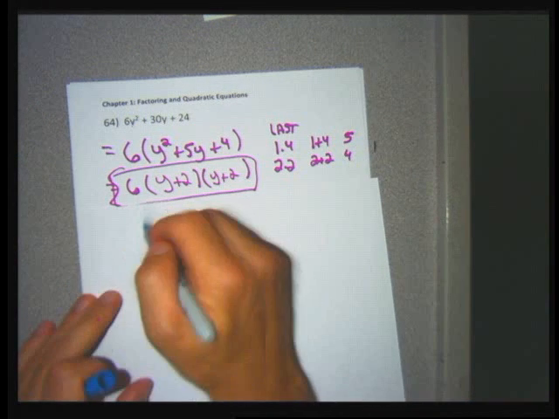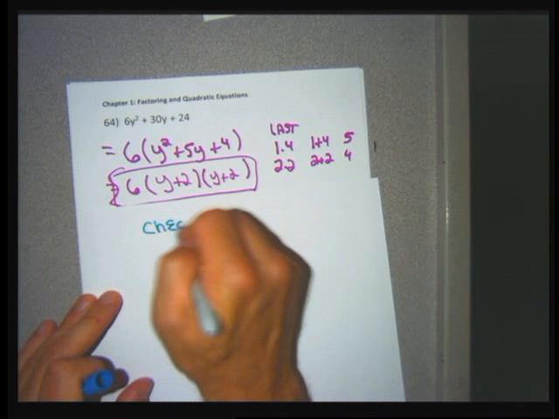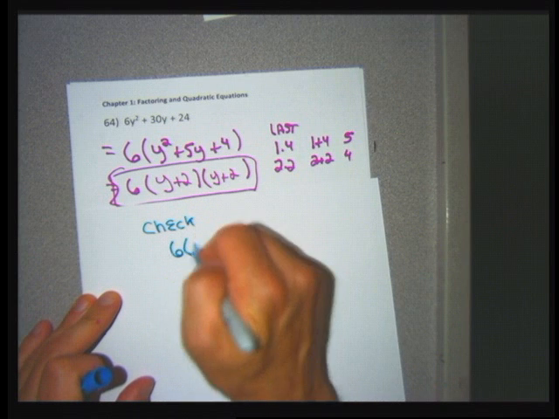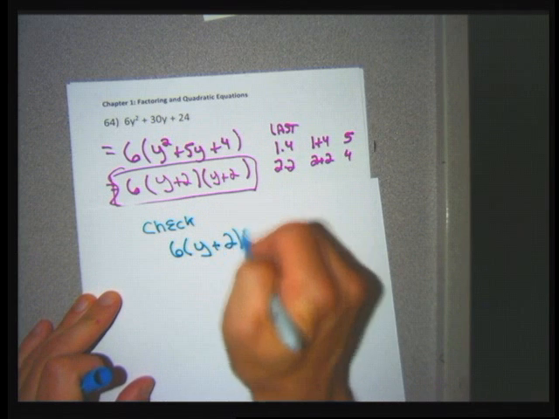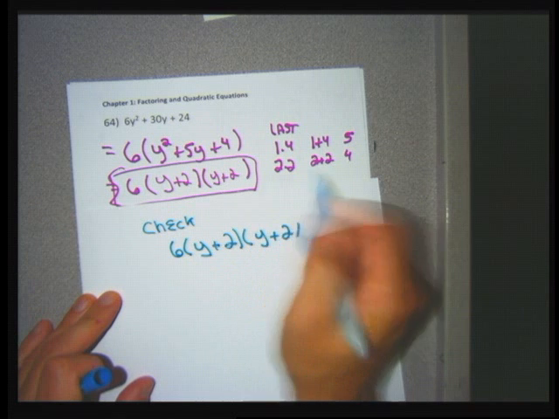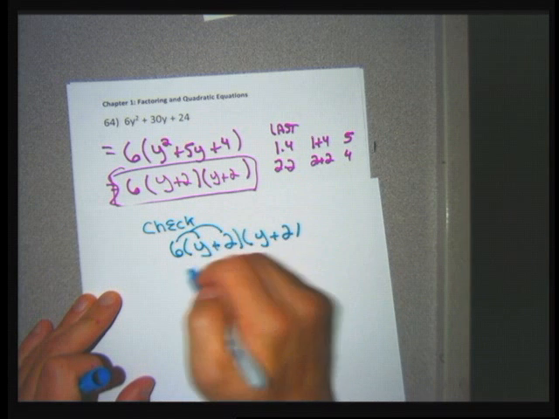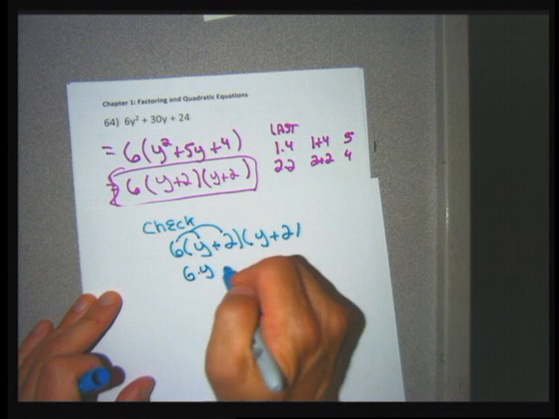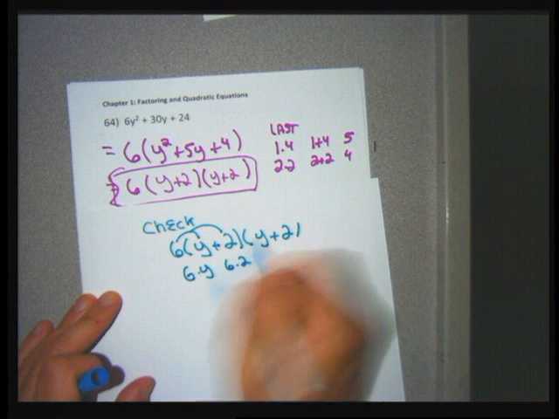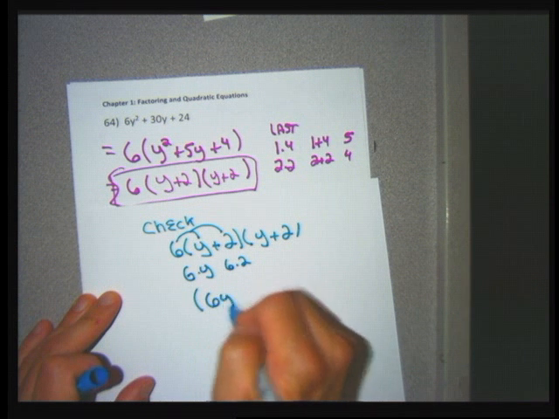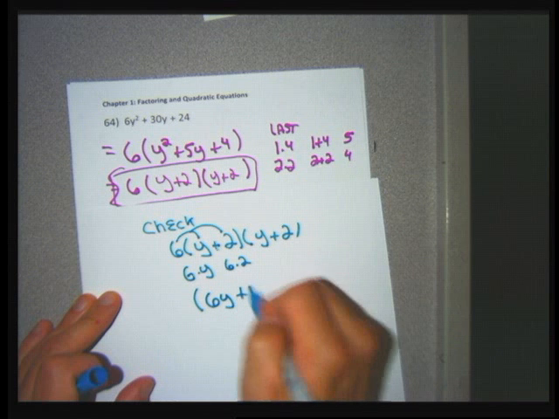So if I wanted to check, I should be able to take the answer that I have and multiply it out. First thing I would do is multiply 6 into the parentheses that it's next to. I'll go 6 times y, 6 times 2. 6 times y is 6y. 6 times 2 is 12.